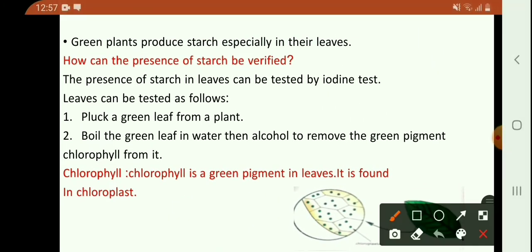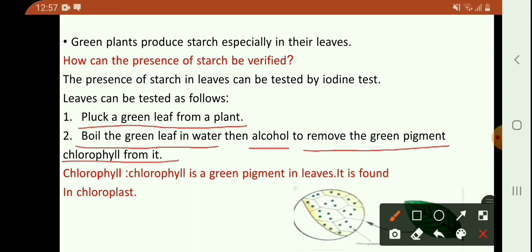هودي النقط الخضراء هن كلوروفيل. نرجع منعيد. We pluck a green leaf from a plant. بنقطف ورقة شجر من البلانت. We boil the green leaf in water. بنغليها بالمي. Then alcohol. ليش بنغليها بالالكوهول؟ لحتى to remove the green pigment chlorophyll from it. لحتى نشيل كل هودي النقط الخضراء اللي قلنا عنهم هون، لحتى نشيلهم نهائيا. الالكوهول بخلي هيدول الجرين pigment يختفوا.